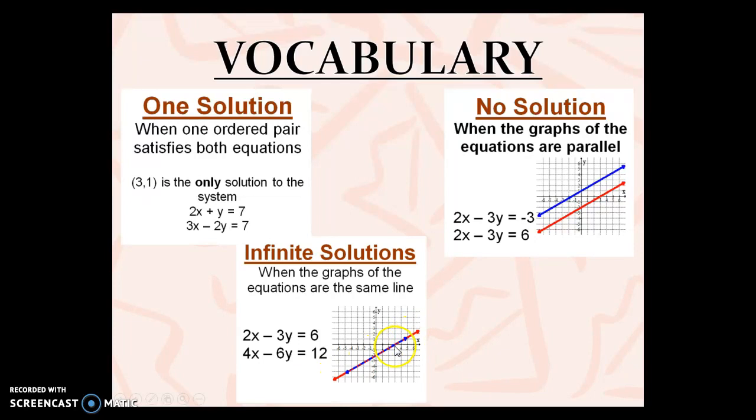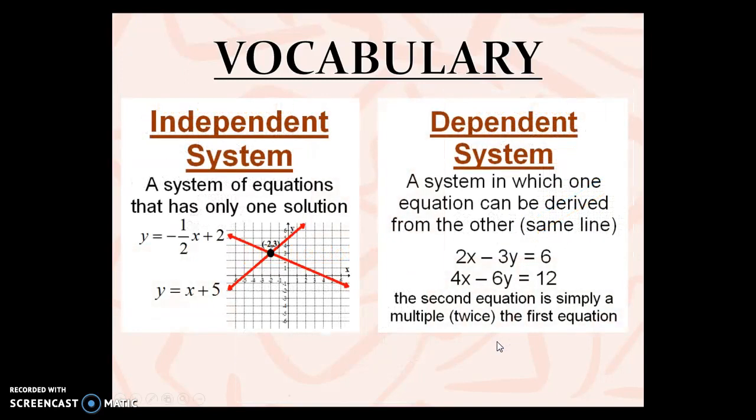Infinite solutions means that these two are the exact same equation. It's one line on top of the other. That means it's touching an infinite amount of times. So it's constantly touching forever. No solution means that they never ever touch. So this means that they are parallel lines. They have the same slope, but they're never going to touch. Okay, that'd be no solution.